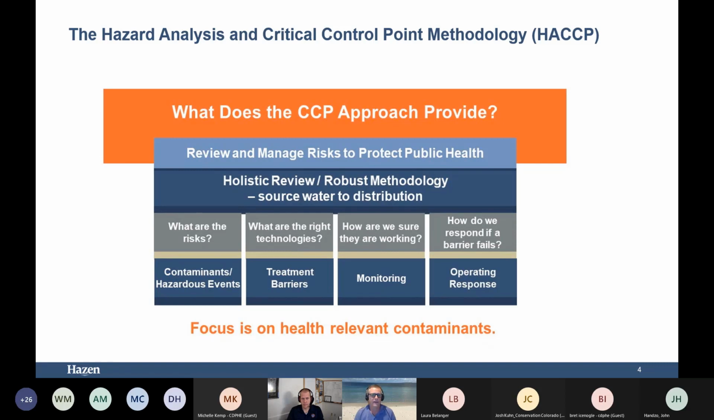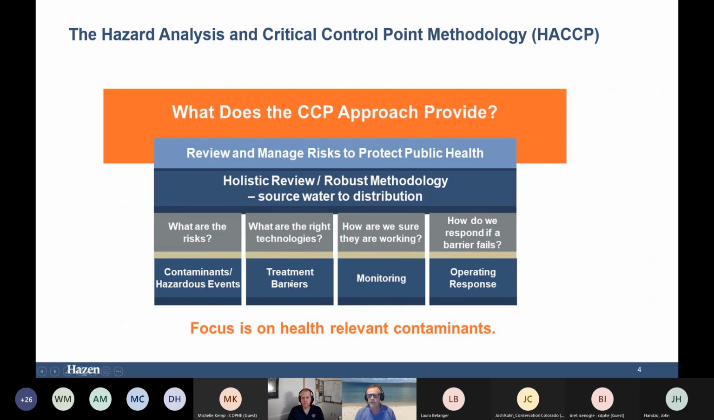And if I really boil it down, it's really 4 questions that we are asking. We're asking, what are the risks? What are those water quality risks or hazards in the parlance of HACCP that could present a risk to the public? And that boils down to, what are the contaminants of concern that we're going to see, either microbial or chemical, or what are some hazardous events that could result in failures of systems to protect public health?